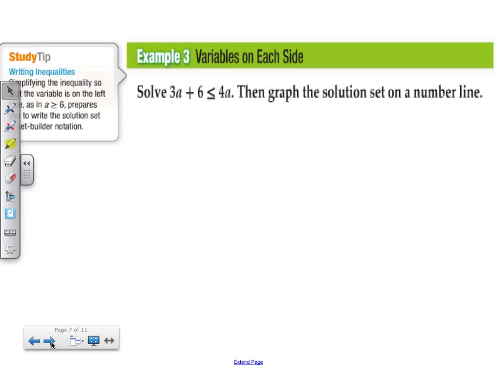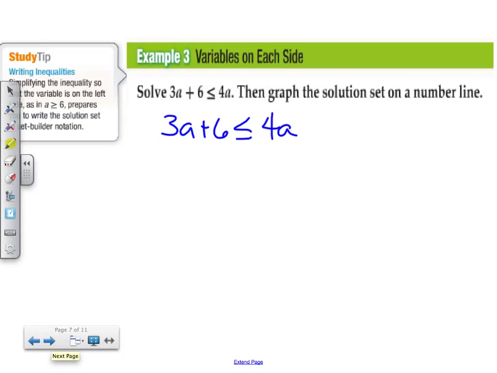Sometimes there are variables on both sides, as in this example, 3a plus 6 is less than or equal to 4a. So we're going to solve that inequality, and then we're going to graph the solution set on a number line. All right. So simply what we'll do is we'll say 3a plus 6 is less than or equal to 4a. Of course, that's the first thing we do, is write down our problem.